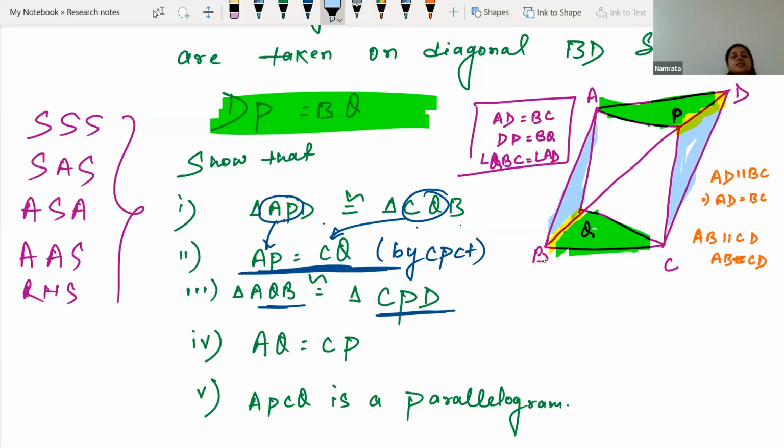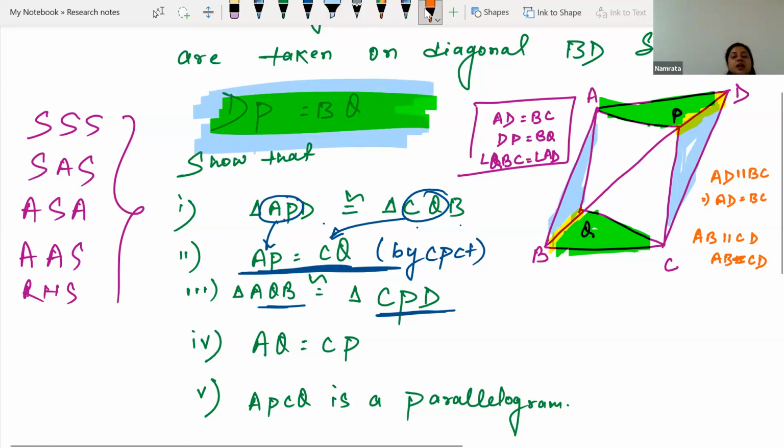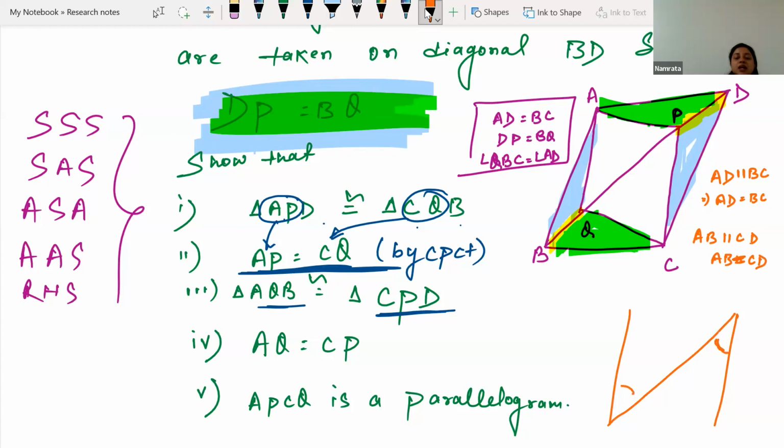Here we know AB and CD are the same since it's a parallelogram. Now here we also know that BQ and DP are the same because it is given in the question itself. So two sides we have already got. What about the third side? Just like the previous triangle, here also we are getting a pair of alternate interior angles. If you take these two sides and this one as a transversal, this angle and this angle will be the same.